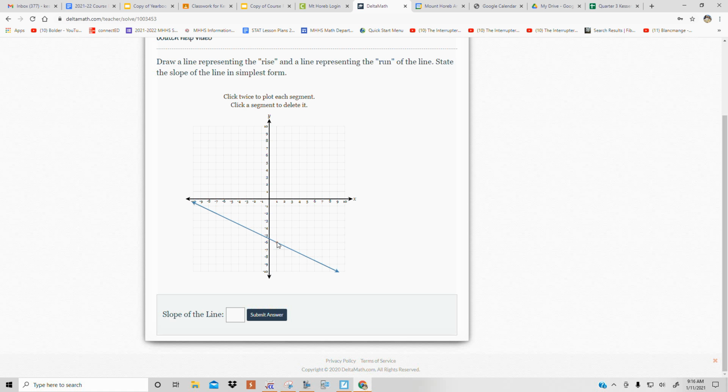So the rise is represented here. And then the run, I'm going to click again, is represented there. Now you have to label what the measurement of those are.